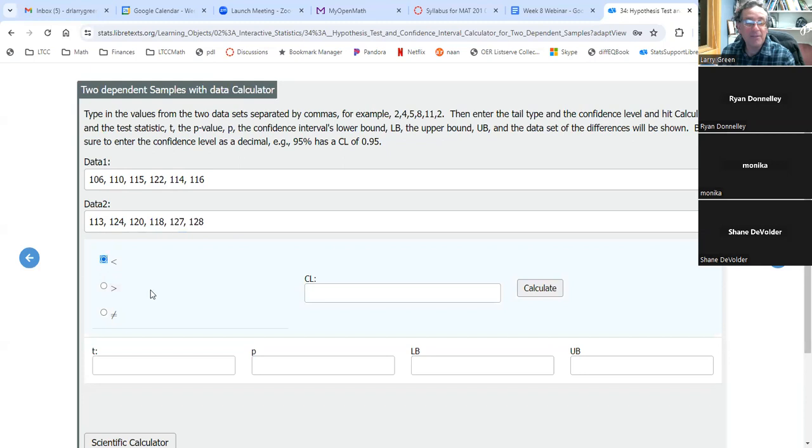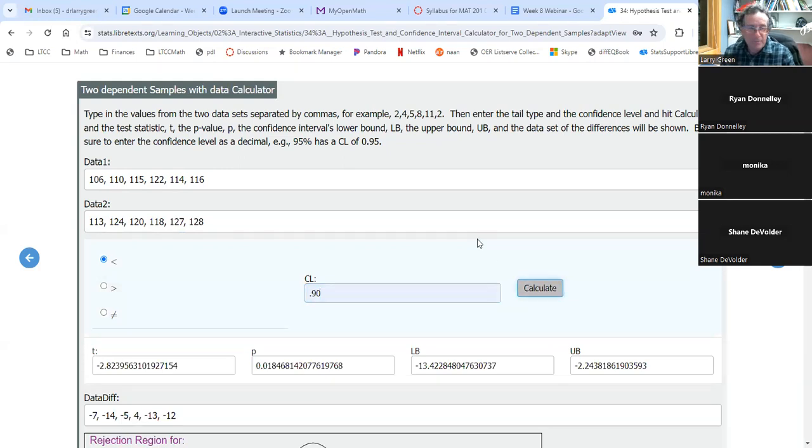Okay. So I want less than. And confidence level? Probably 90% confidence level. What do you think? This is one of those where the sample size is small, so you might want to do 90% to make it a little narrower. But that's up to you. I can go 90% and hit calculate. All right. There's my test statistic, negative 2.82. Our p-value is 0.018. Why is that? Good.